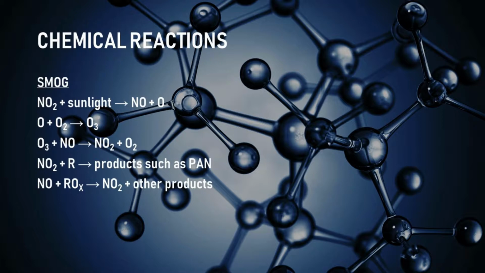Harmful products such as PAN or peroxyacetyl nitrate are produced by reactions of nitrogen dioxide with various hydrocarbons, which are compounds made from carbon, hydrogen, and other substances. The main source of these hydrocarbons is the volatile organic compounds or the VOCs. Similarly, oxygenated organic and inorganic compounds react with nitric oxide to form more nitrogen oxides.